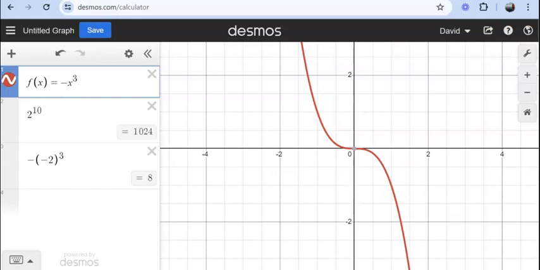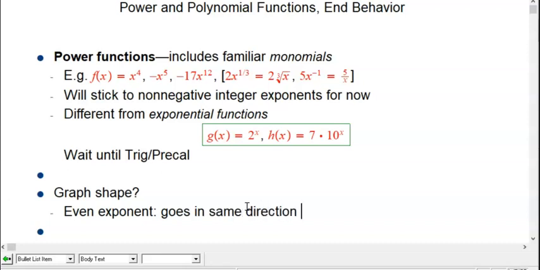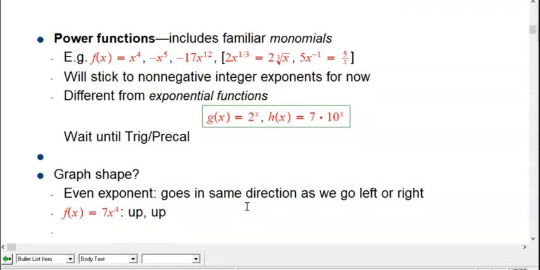So let's summarize that. Okay, so the graph shape is going to be, for even exponent, it goes in the same direction as we go left or right. So it either goes up, up, or down, down. And so, for example, f of x equals 7x to the 4th. That's going to be up, up. And f of x equals minus 7x to the 4th. It's going to be down, down.